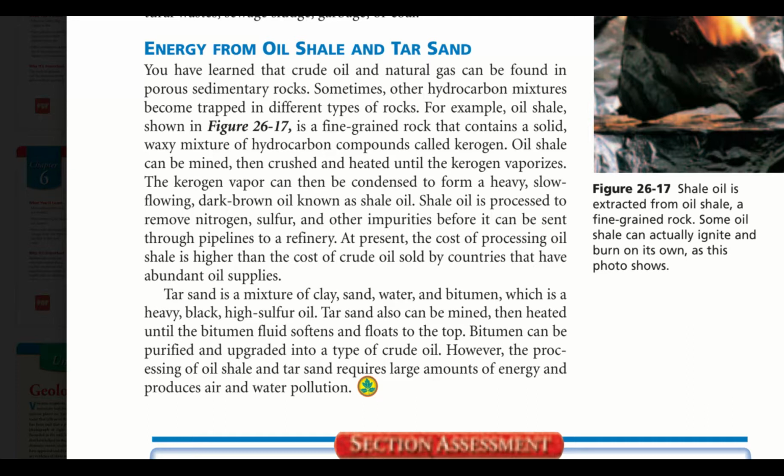Tar sand is a mixture of clay, sand, water, and bitumen, which is a heavy, black, high-sulfur oil. Tar sand also can be mined, then heated until the bitumen softens and floats to the top. Bitumen can be purified and upgraded into a type of crude oil. However, the processing of oil shale and tar sand requires large amounts of energy and produces air and water pollution.